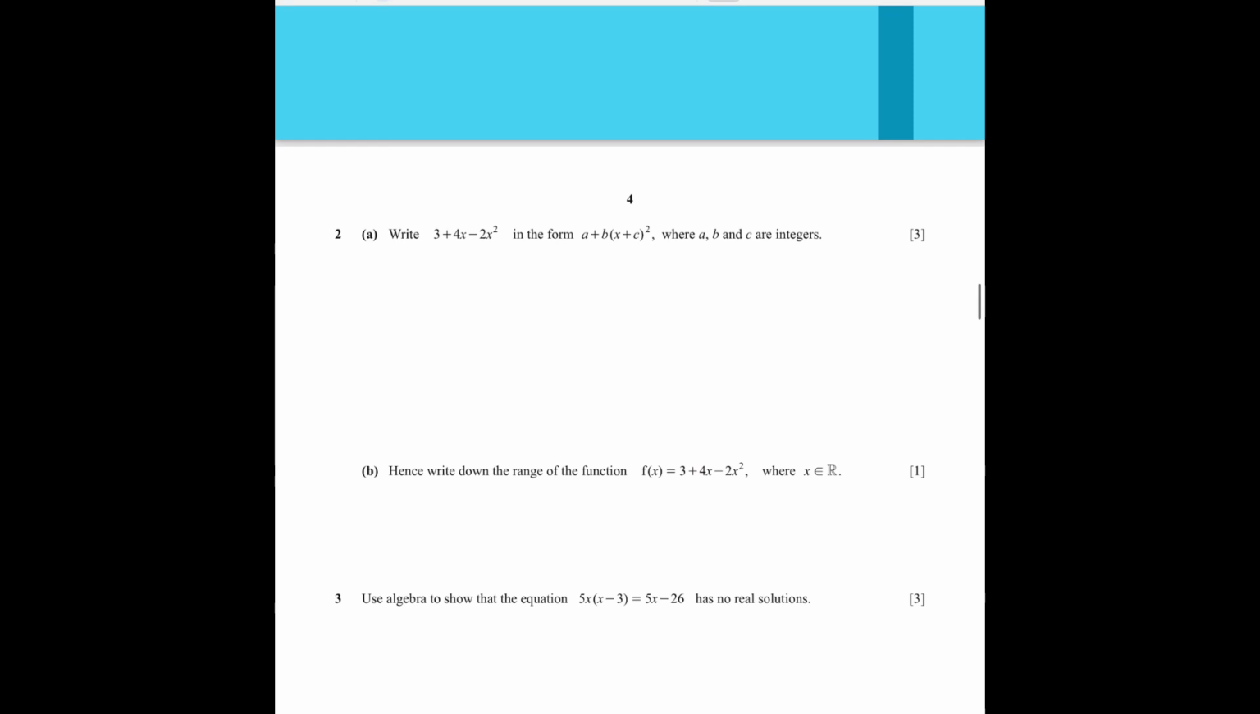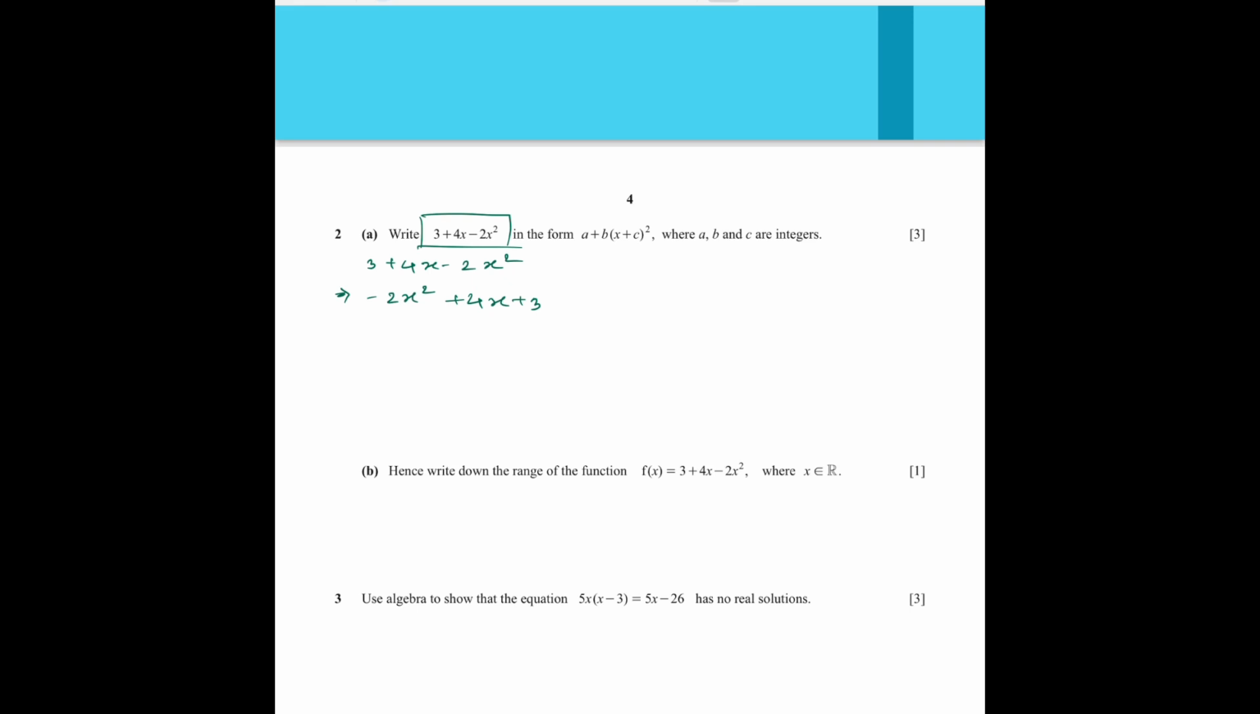So the first question says: write down the given expression in the form of a plus b times (x plus c) whole squared. Okay, so we have to convert it into completing the square format. Okay, let's do that. Given 3 plus 4x minus 2x squared, we have to take the negative 2x squared first.